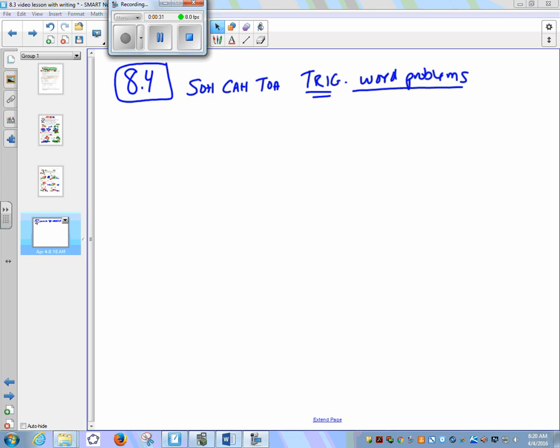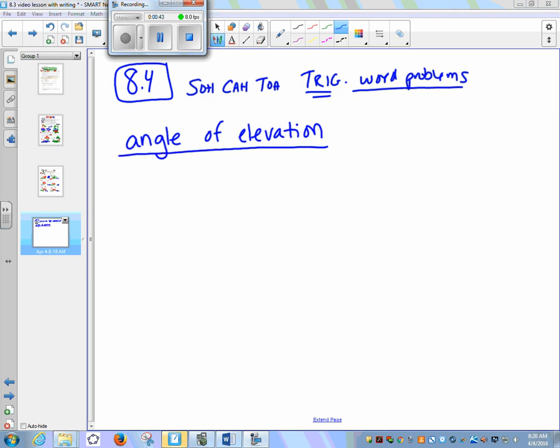The 2 words that you need to learn are the angle of elevation, and we're going to define that, so leave a little space, and then the angle of depression.